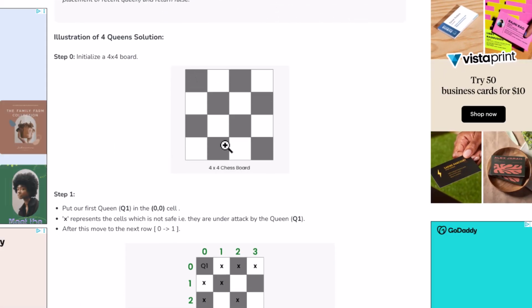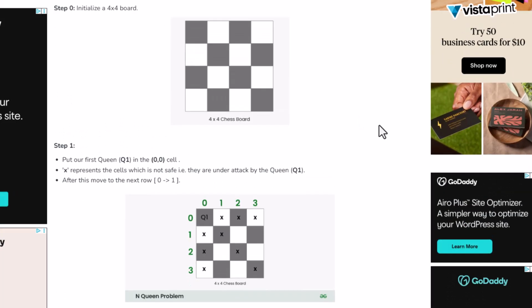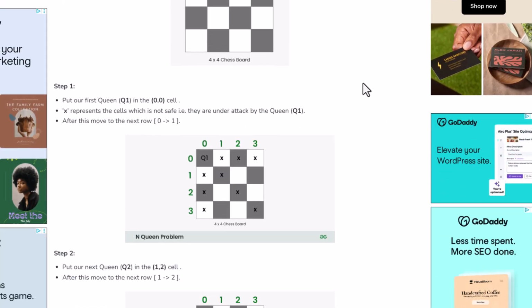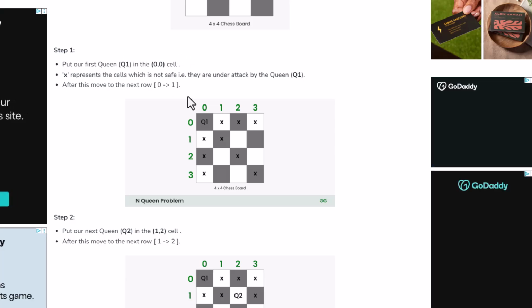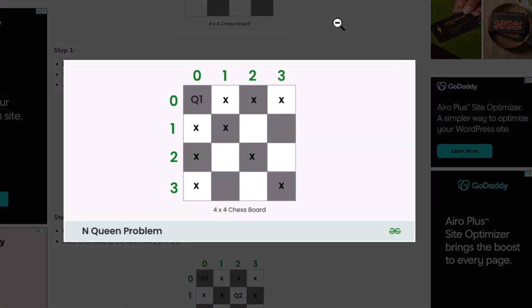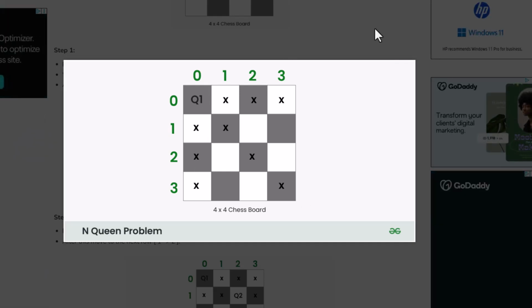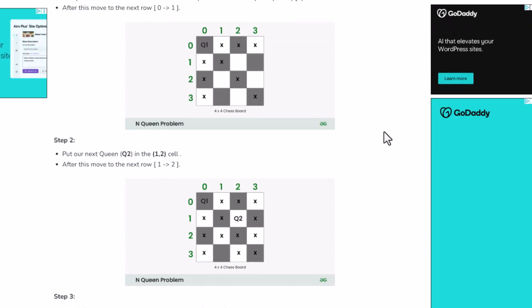So here's the initialized board. It's empty, just like the root of our state space tree. Put our first queen, Q1, in cell 0-0. So I have that right there, and we can see that the X's are just indicating where that queen attacks. Okay, so put the next queen.